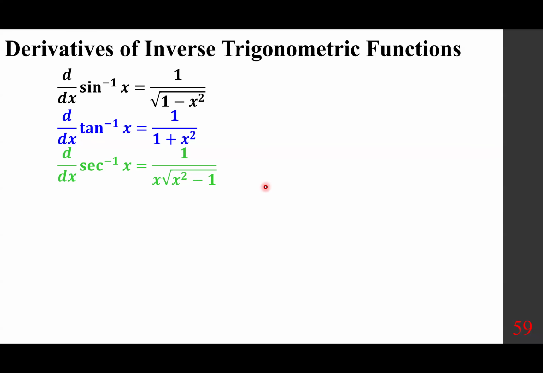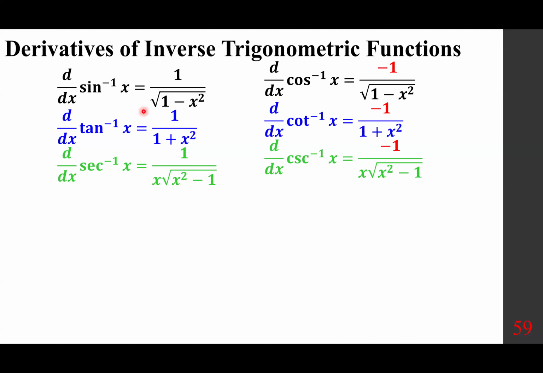Now, what about cosine inverse? The same thing, negative. Cotangent inverse, the same thing, negative. Cosecant, the same thing, negative. So notice, instead of 1, for all of these, we're going to use minus 1. So it's easy to memorize them. So stick with those. As long as you remember them, the rest of them, you just negate them. That's all.